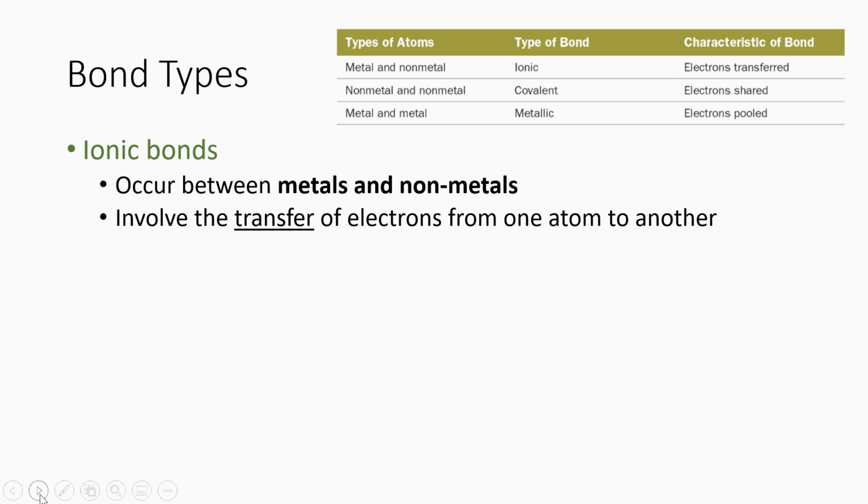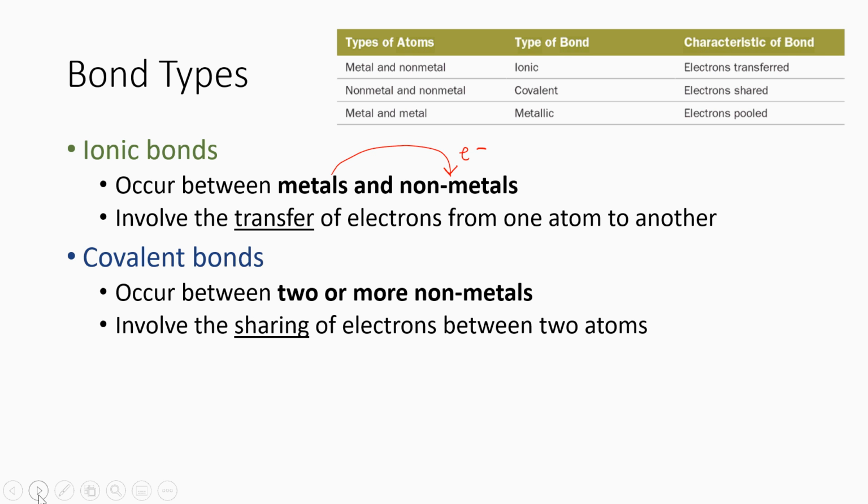All right. And when you combine a metal and a nonmetal, the metals have a weak attraction for the electrons, nonmetals have a strong attraction. So electrons will be transferred from the metal to the nonmetal. And that's what happens in an ionic bond. Electrons are transferred between atoms. And that's what creates those things called ions. In a covalent bond, that's when you have two or more nonmetals. Covalent bonding involves the sharing of electrons. So in covalent bonding, we share.